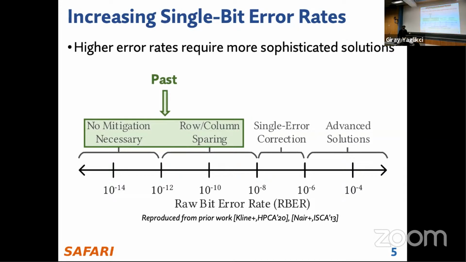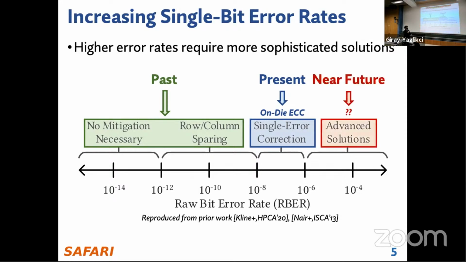Row and column sparing is essentially where you take a faulty row and replace it with a good row, or the same with a column. Today, the error rates are getting into this regime where we need some sort of error correction mechanism that's stronger than what we had in the past. Typically we're using single error correction mechanisms today. On-die ECC in particular is what we're going to talk about in this work, and I'll talk more about it later. In the future, error rates are projected to get even higher, and there we need more advanced solutions, which we'll also talk about.